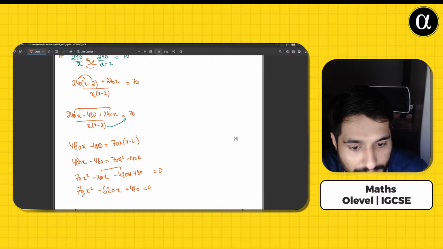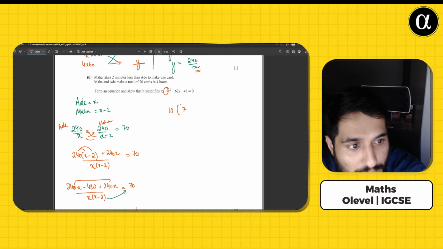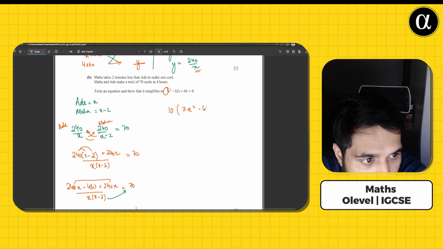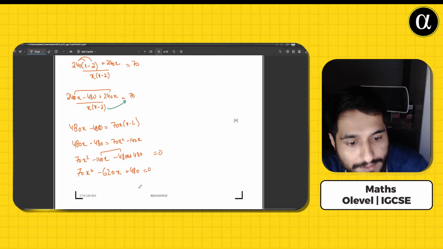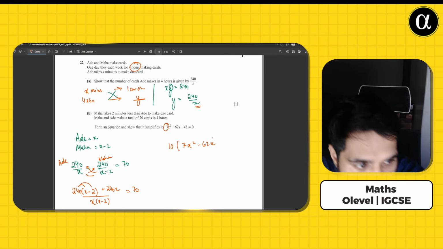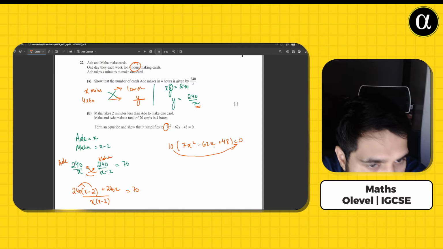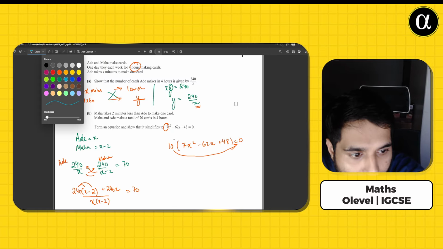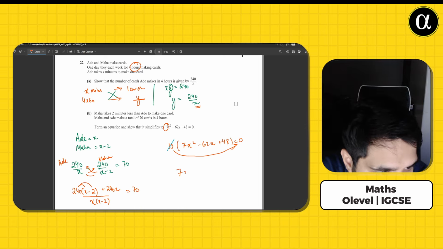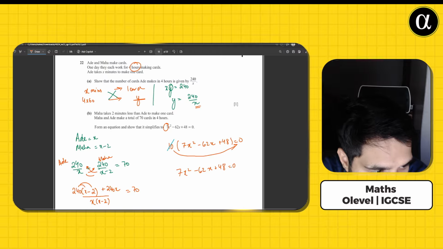When you take 10 as common, it's going to become 7x square, and it's going to become minus 62x, and this 480 will become 48. So this becomes plus 48 is equal to 0. The 10 can be divided on the other side, so this value is basically cancelled, and what we get is the final equation: 7x square minus 62x plus 48 is equal to 0, and you're going to say hence shown.